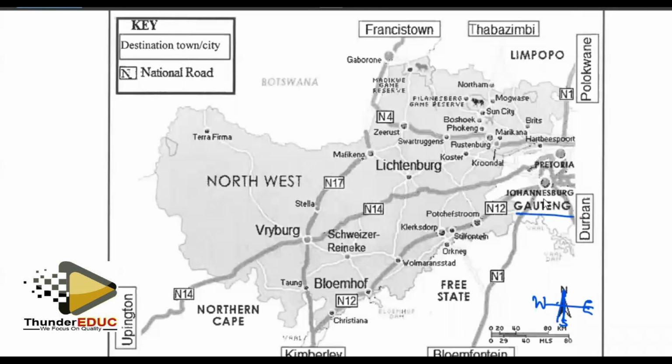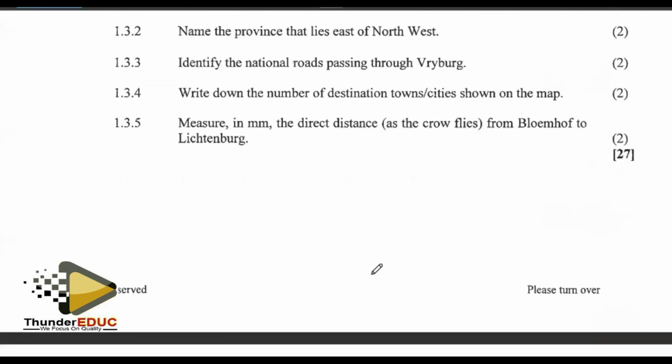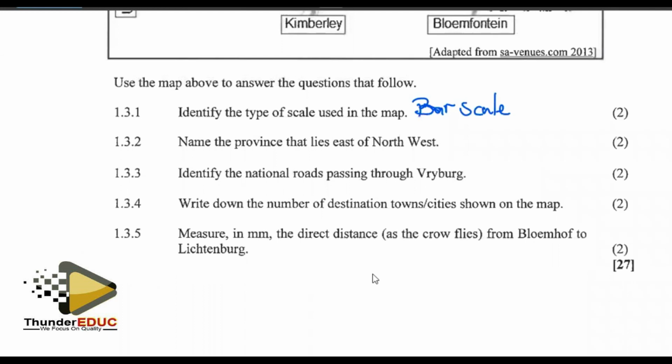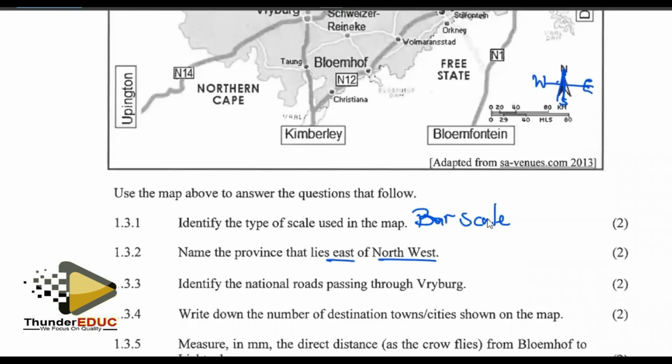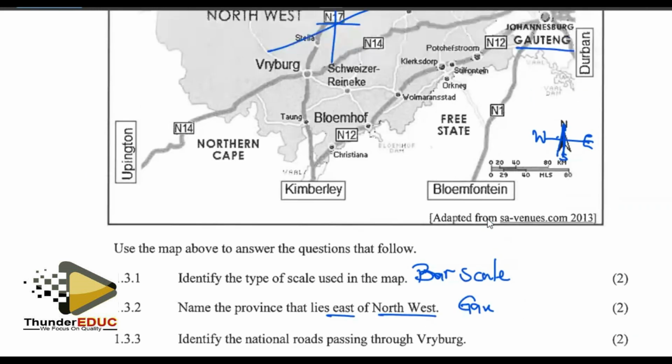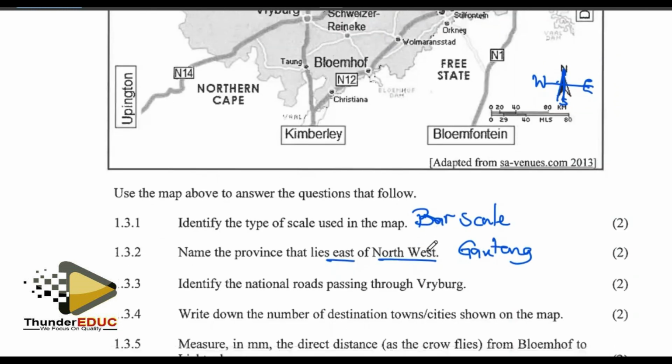It's Gauteng, but then this is east. What about north? Because if this is Northwest, and we are looking for the province that lies east of Northwest province. East. So we shall say it's what? Gauteng. It's directly there. It's Gauteng. Gauteng lies east of Northwest.